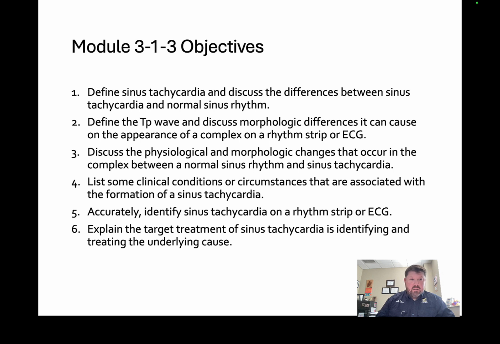and a sinus tachycardia. List some clinical conditions or circumstances that are associated with the formation of a sinus tachycardia. Accurately identify sinus tachycardia on a rhythm strip or ECG, and explain the target treatment of sinus tachycardia, which is identifying and treating the underlying cause.